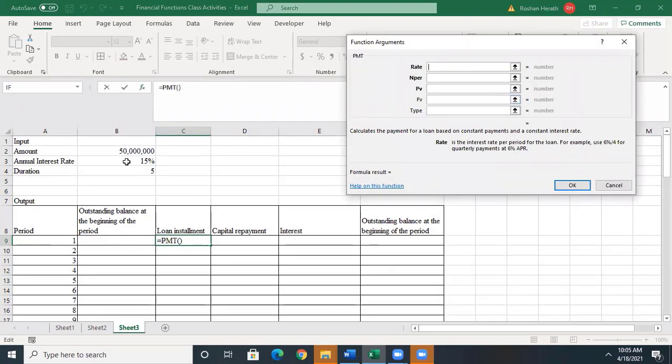The rate is going to be the annual rate, but you need to convert that into a monthly rate. So hence, you need to divide it by 12, right? Because the interest accrues on a monthly basis. So the annual interest rate, you need to convert that into the monthly rate. Then the NPER is going to be the total number of payments for the loan. So it's going to be 5 years into 12 because we are paying them on a monthly basis. So therefore we convert that into months.